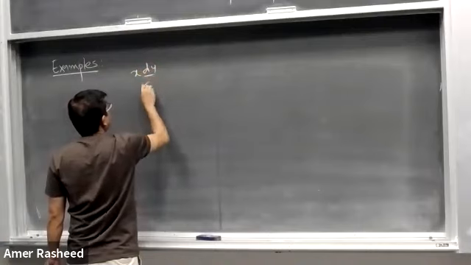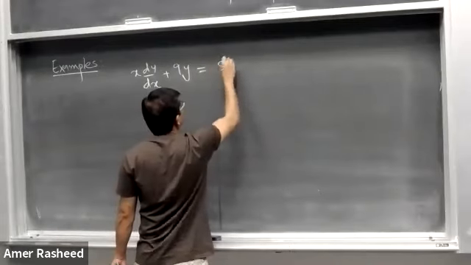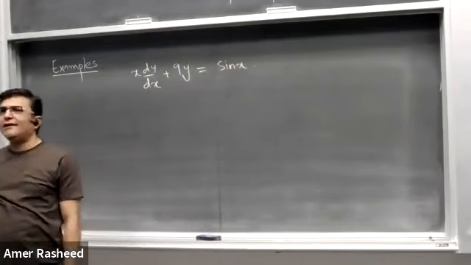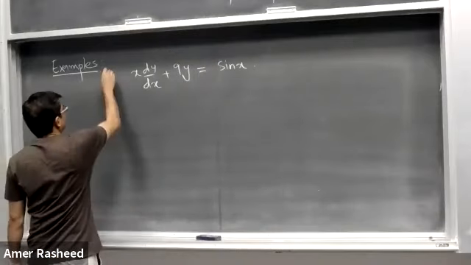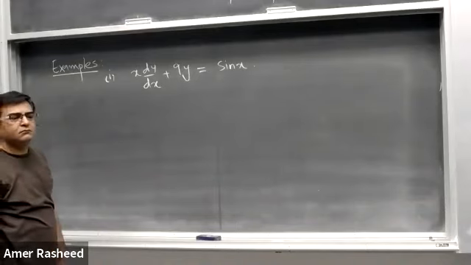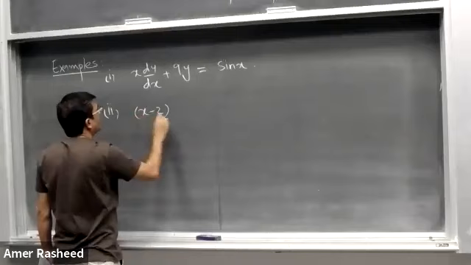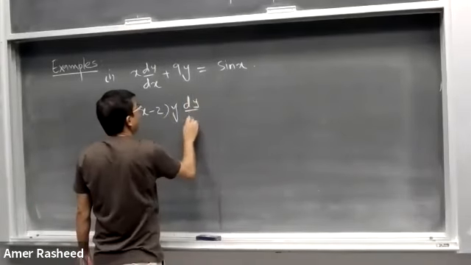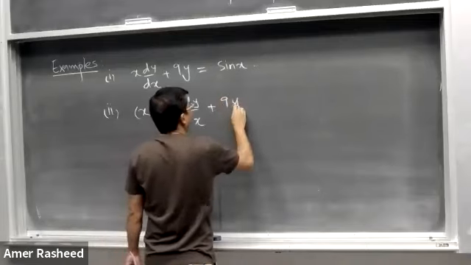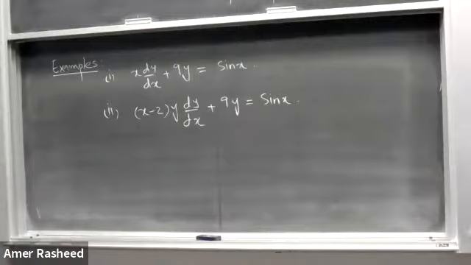x dy by dx plus 9y is equal to maybe sine x. Is this differential equation linear? Anyone? Yes, sir. Okay, now tell me: x minus 2y dy by dx plus 9y is equal to sine x. Is this differential equation linear? No, sir. Why is it not?